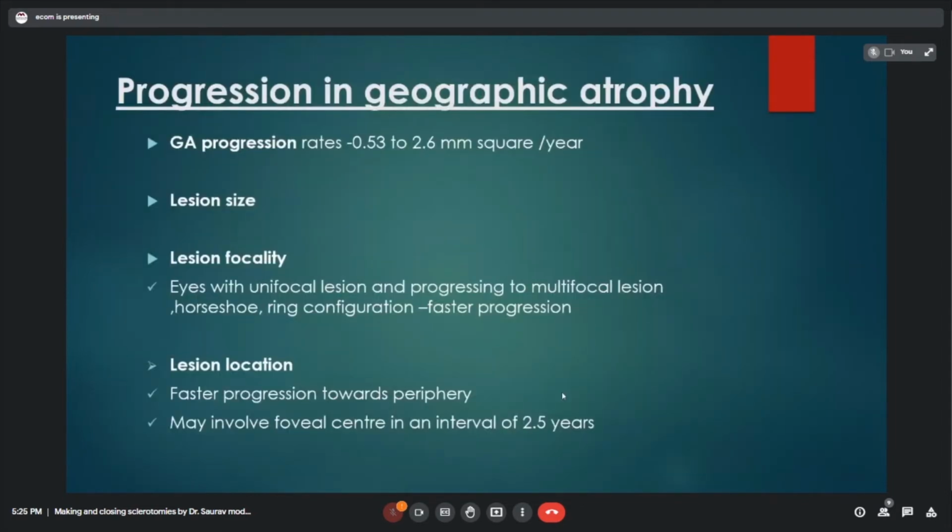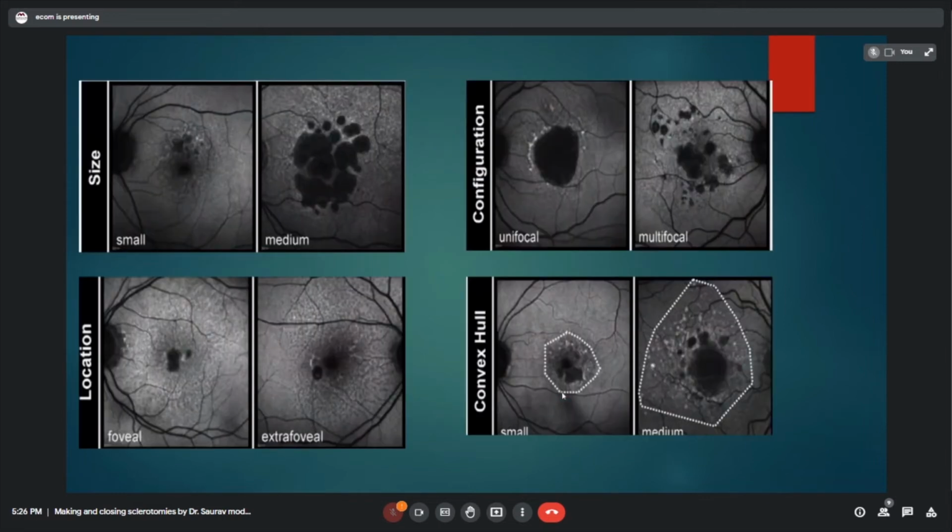The most important factors responsible for progression, through which we can estimate that there will be progression in geographic atrophy. Usually, GA progression rates are 0.53 to 2.6 millimeters square per year. So the lesion size: if the lesion is very big at baseline, there's a higher chance of progression. Multifocal lesions, medium-sized geographic atrophy, will progress faster.